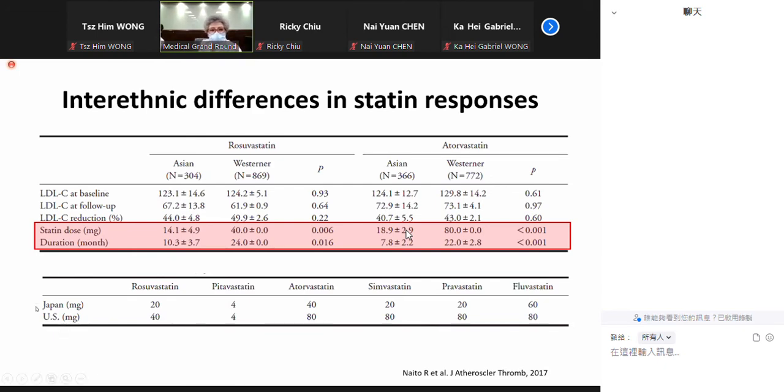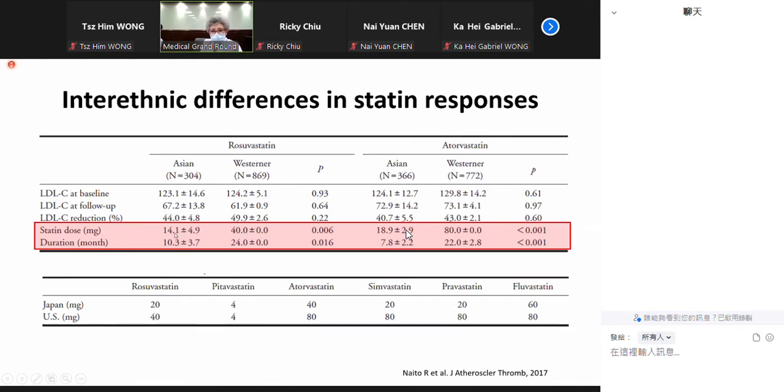So here you could see that they first reported that Asian people need a much lower dose of rosuvastatin compared to Westerners. Crestor is the trade name, right? Atorvastatin, Lipitor is the trade name. So they looked at the studies, and here this is an Asian population, these are Westerners, and they have similar baseline LDL cholesterol. But interestingly, this is only after 10 months, whereas the Western people is after 2 years. Actually, they reach similar LDL cholesterol, a 44% reduction, but at a considerably lower dose.